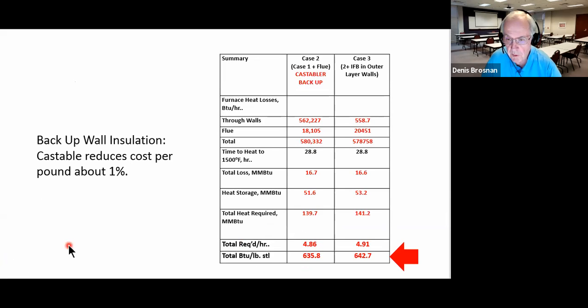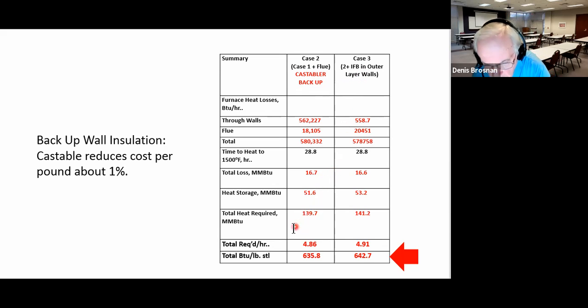Okay, so here we compared a couple of different insulations in case 2 and 3. Case 2 was a flue, and in that particular situation, a castable backup insulation on the walls. Remember, the walls had hard brick or super duty brick or high heat duty fire brick, whatever you want to call it, on the inner lining. That's the refractory exposed to the high heat inside the furnace, and castable on the outside of the lining adjacent to the shell. Well, in this case, I just put insulating fire brick adjacent to the shell.